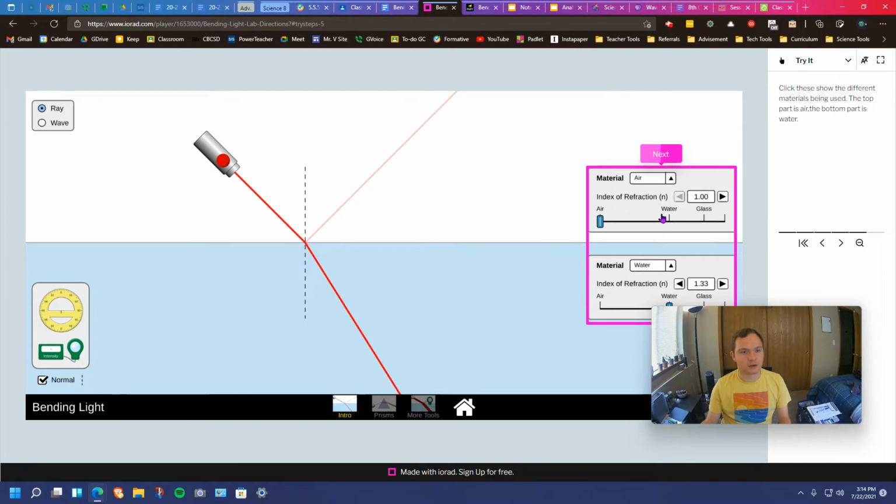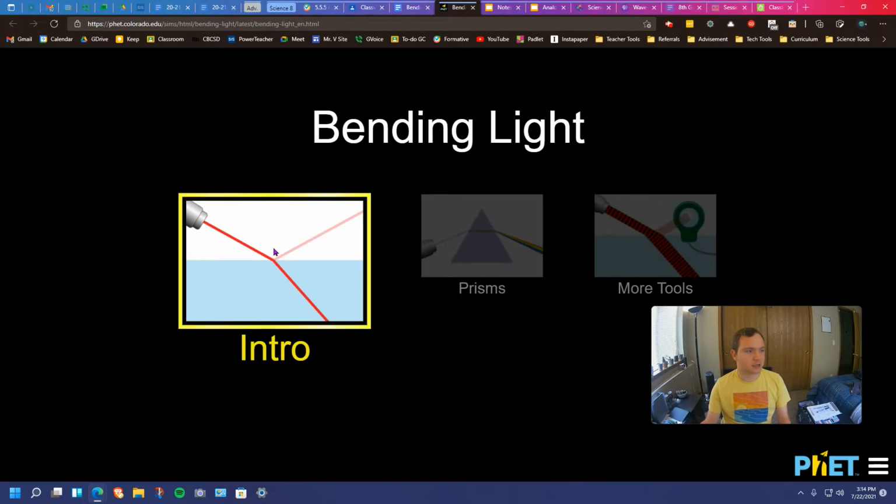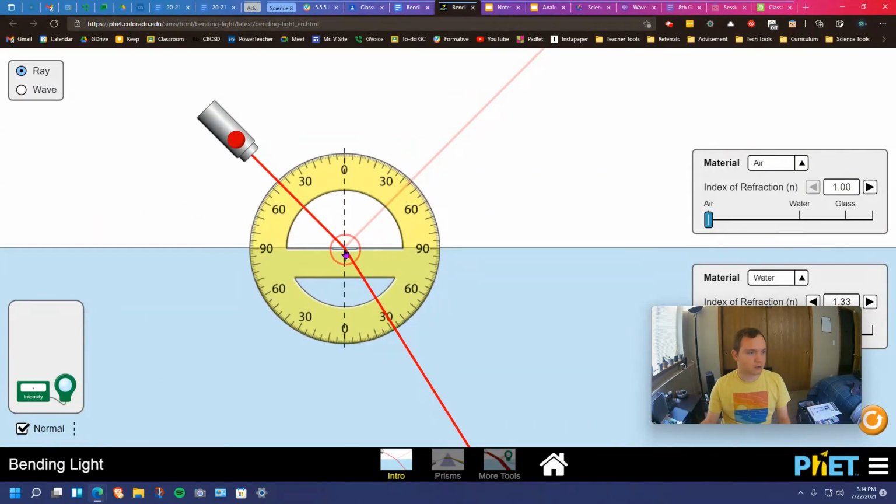I have to hover my cursor here. That's funny. And I think that's all we have to do, right? Oh, and then you just type I'm ready, which I'm not going to do. Okay, so let's match that. We need intro, turn this thing on, get my protractor out.